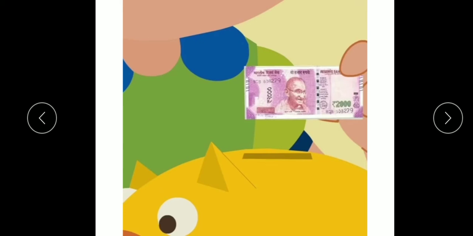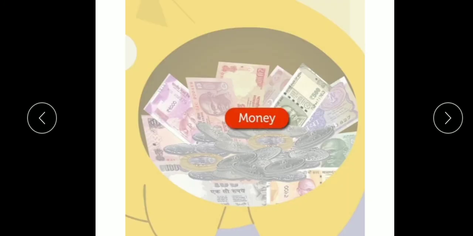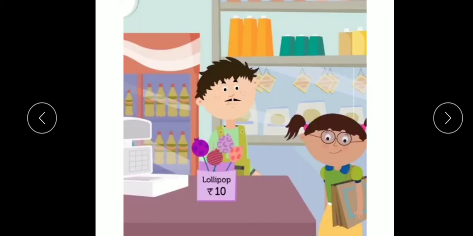And children, on each coin and each currency note, there is a number written. That number shows its value. All the coins and notes with different denominations are called money. This is your money. All your coins, all your notes having different denominations, all these are money.